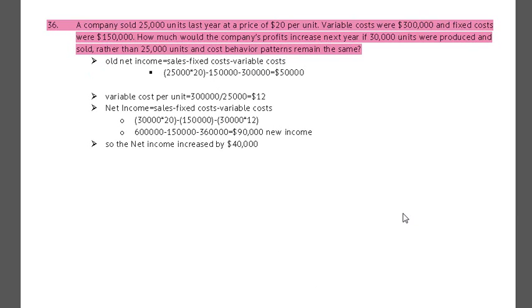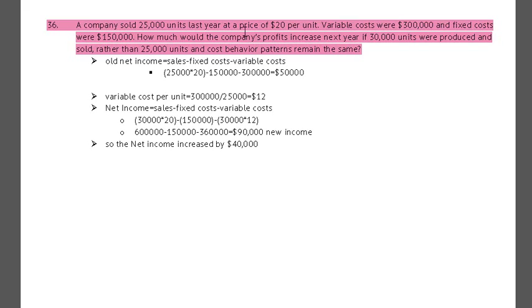Problem number 36. Once again, this one kind of piggybacks with that previous one. In this one, the company is letting you know how many units they've sold, what they sold it at, what their variable costs and fixed costs are, and they want to know how much would the company's profit increase next year if they sell 30,000 units versus 25,000 units.